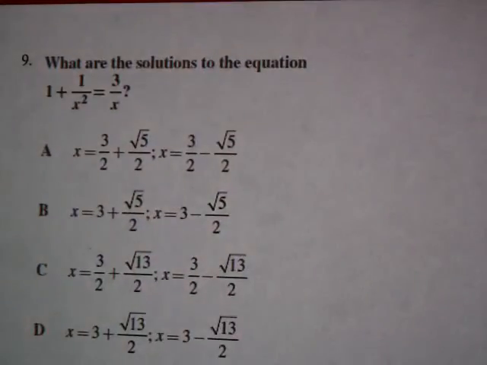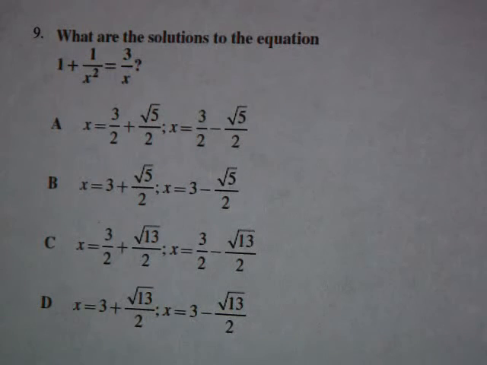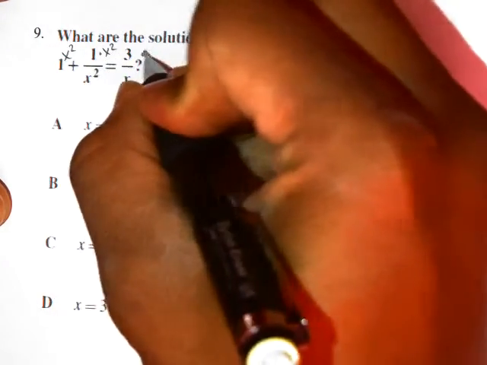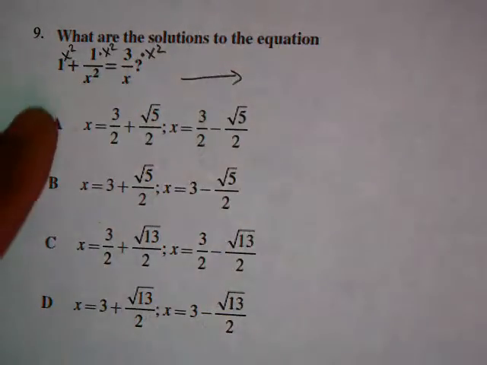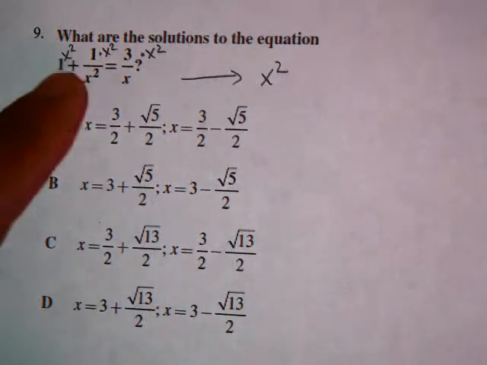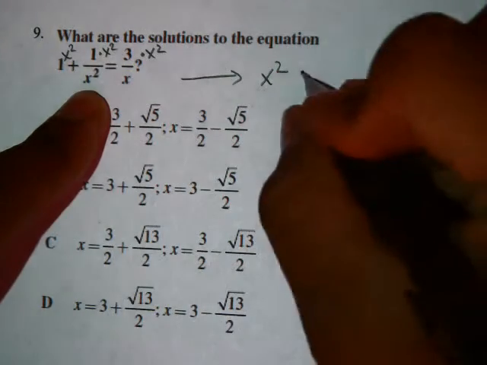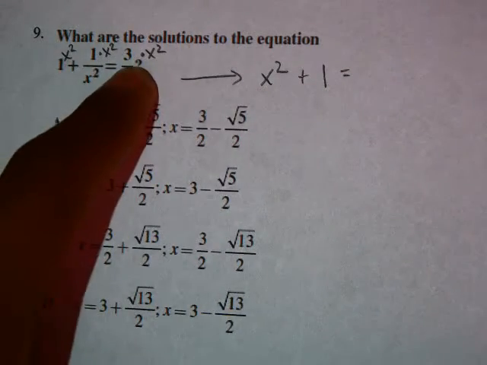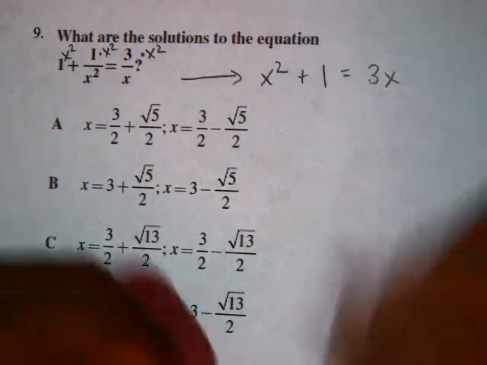Number 9, I'm supposed to solve this equation. So I look for something. I want to get rid of the fractions. Anytime I'm solving equations, I don't want fractions in it. I want to look at the denominators and see what I should multiply by to get rid of all the denominators. And I think I can get away with multiplying everything by x squared. So that's going to give me 1 times x squared is x squared. X squared divided by x squared is just 1. 3x squared divided by x is 3x.